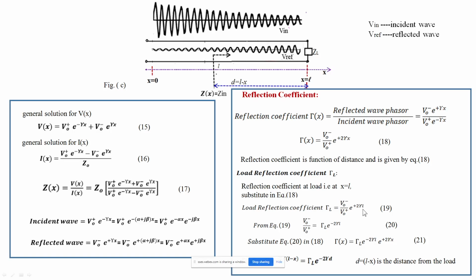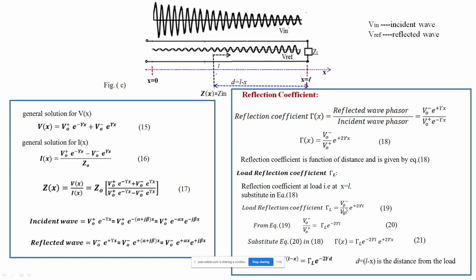It is at a distance L. L may be anything: 2 centimeter, 3 centimeter, or whatever it is, based on our application and the circuit. Our load is at a distance L, and we are finding the reflection coefficient. So this tau L is given by this equation.